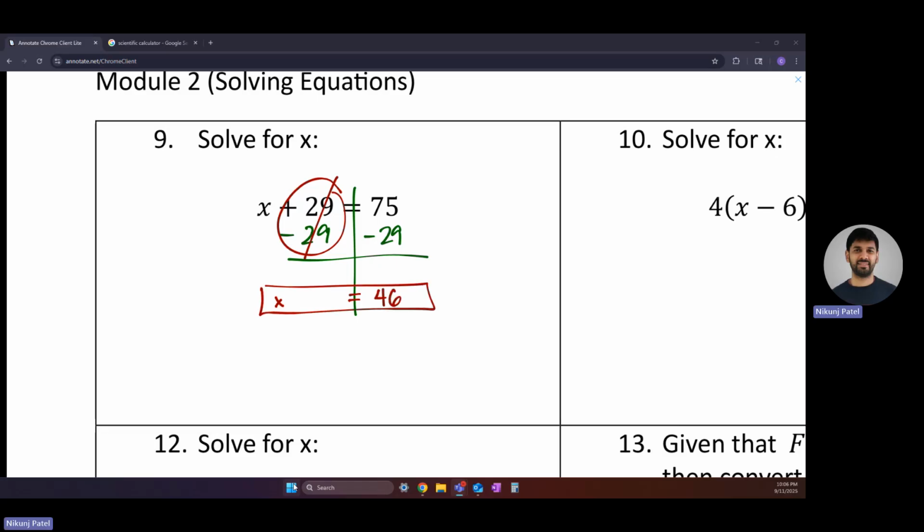And to check your answer, you can always take your value, plug it back in the original equation, and see if it balances out on both sides. So we check 46 plus 29 does equal 75.